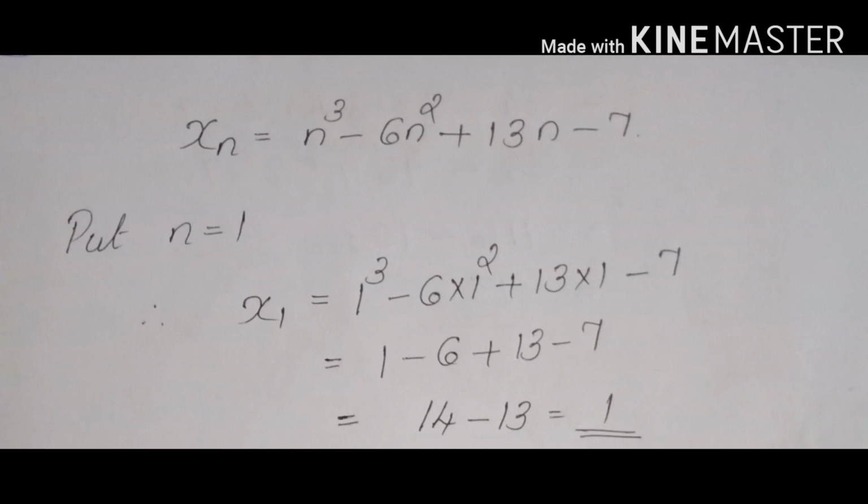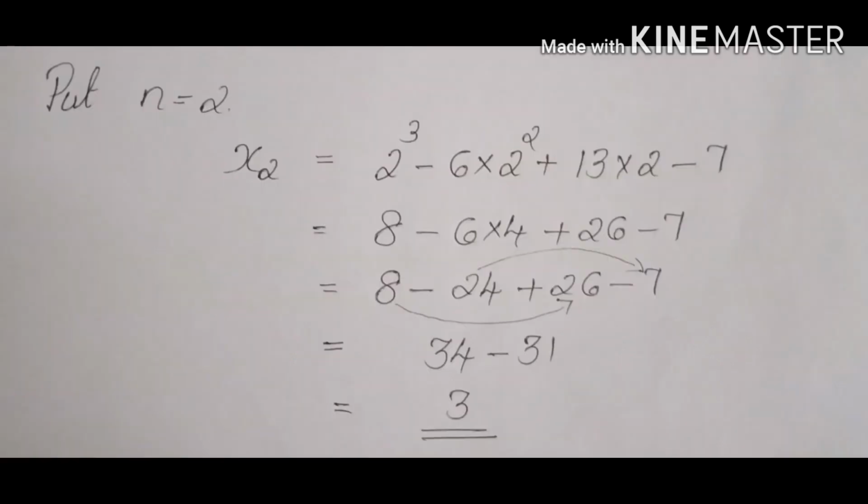So first term x1 equal to 1 cube minus 6 into 1 square plus 13 into 1 minus 7. So 1 cube is 1. So 1 minus 6 plus 13 minus 7. So final answer will be 14 minus 13 equal to 1.